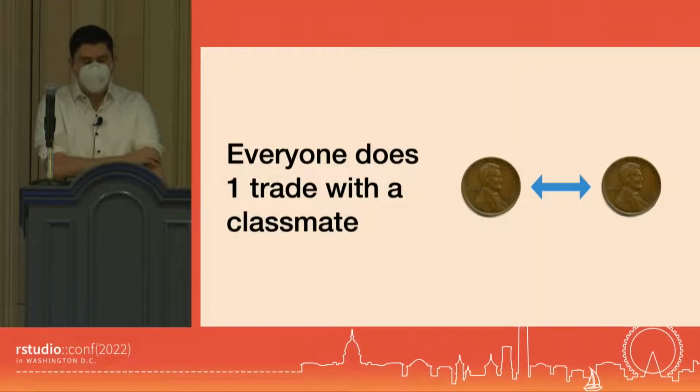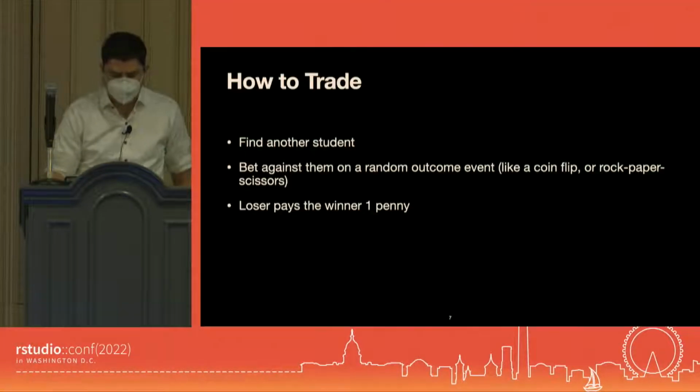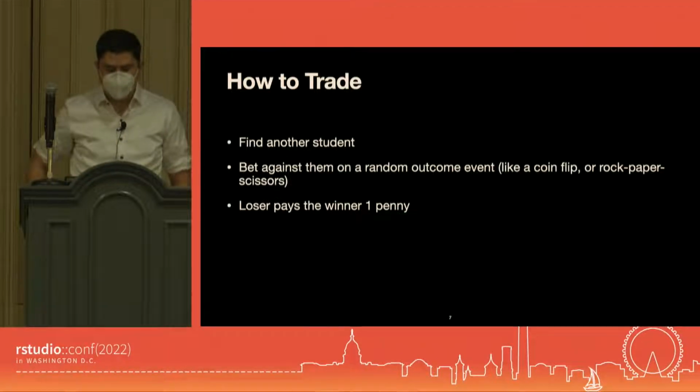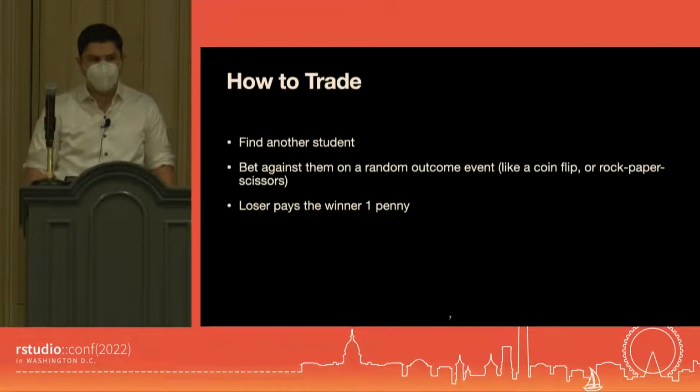Everyone's going to do 1 trade with a classmate with your penny. How do you trade? You find another student, you bet against them on a random outcome event like a coin flip or rock, paper, scissors, and the loser pays the winner 1 penny.